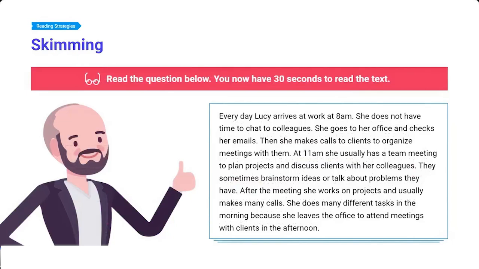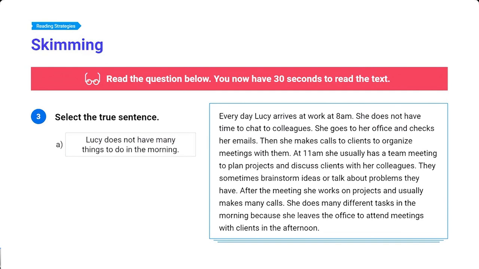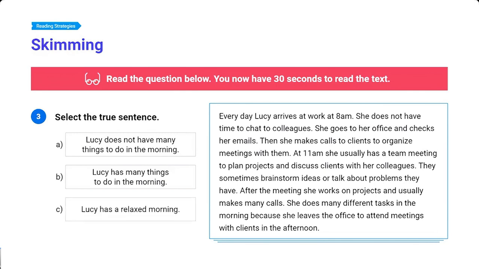Read the question below. You now have 30 seconds to read the text. Select the true sentence. A. Lucy does not have many things to do in the morning. B. Lucy has many things to do in the morning. C. Lucy has a relaxed morning.